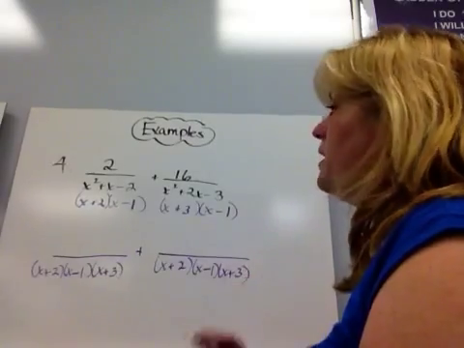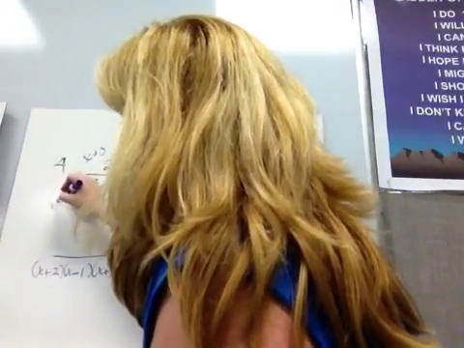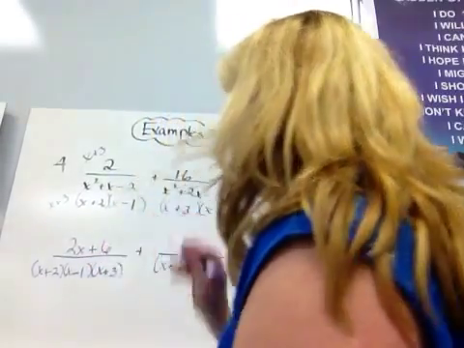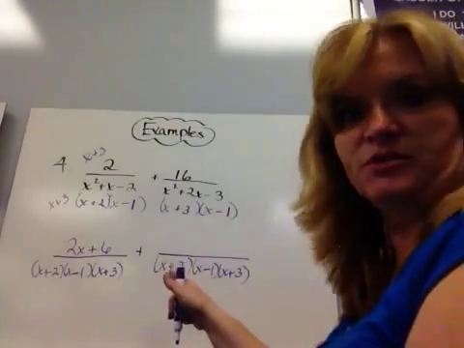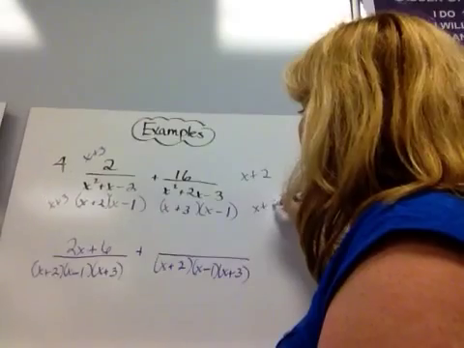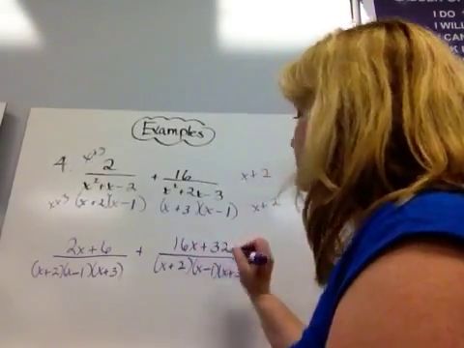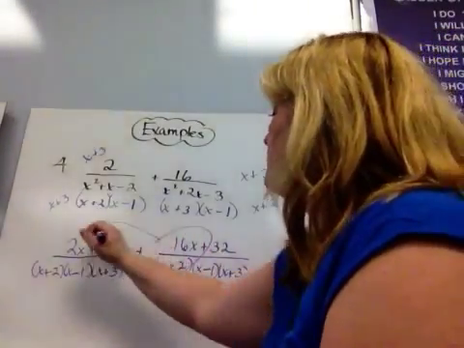Okay, now, what am I missing here? Well, I'm missing my x plus 3, so that's my smart 1. So I have 2x plus 6. Here, I got the x plus 3 and the x minus 1. I'm missing the x plus 2, so that's my smart 1. So I have 16x plus 32. Now I have a common denominator. They're in love, so my fractions are in love.